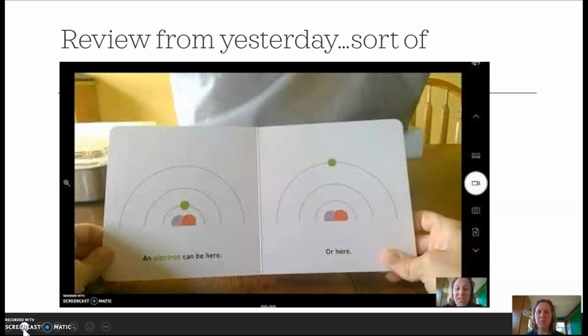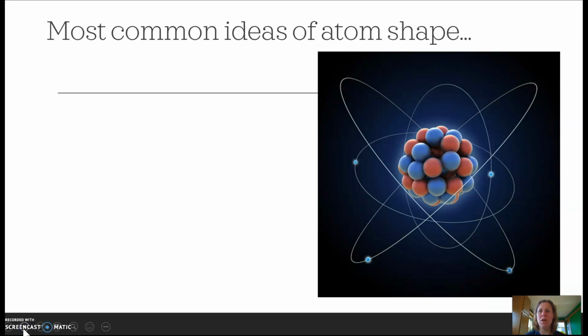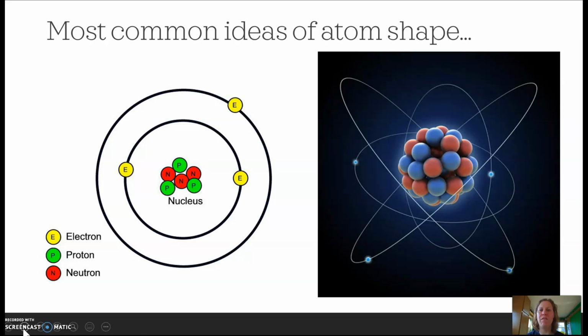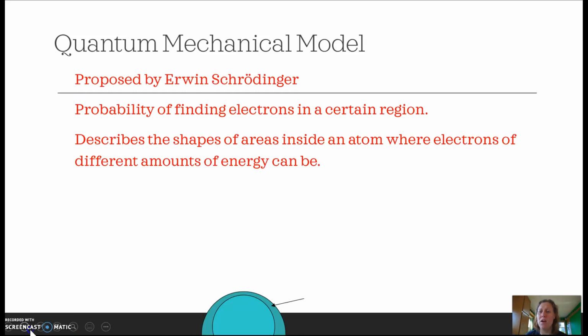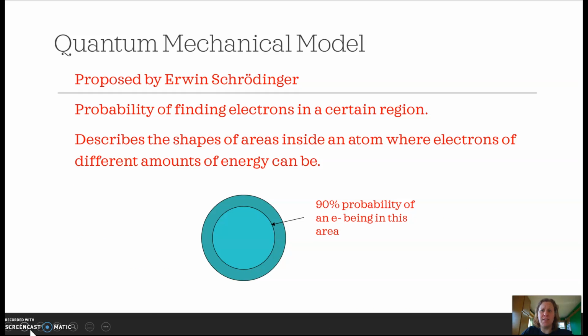Okay, so this is the beginning of the PowerPoint. There's the videos. Most common ideas of atom shape are these two: that electrons hang out in these nice pretty rings, and that's the only place they are. But the real model of how electrons work and move is called the quantum mechanical model. I'm going to put up all this stuff, but the gist is that Erwin Schrödinger came up with it, and electrons don't live in specific rings, they live in these shapes.